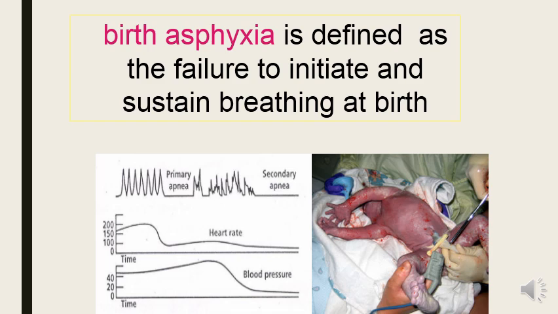The important reason for giving neonatal resuscitation is birth asphyxia. Okay, what is birth asphyxia? It is defined as the failure to initiate and sustain breathing at birth. So in case of birth asphyxia, we can give neonatal resuscitation to the babies.